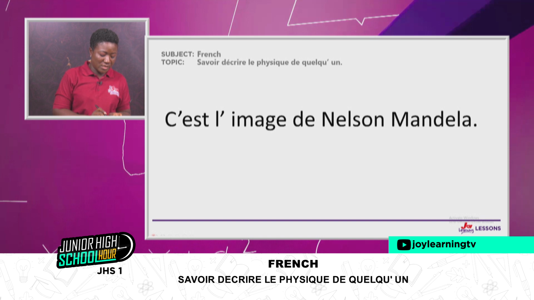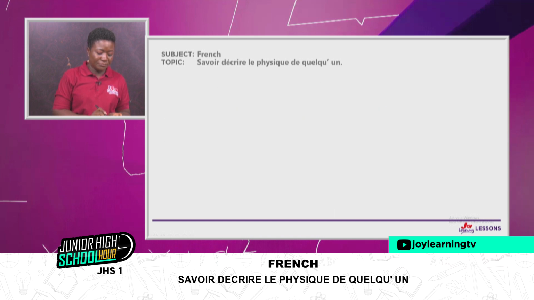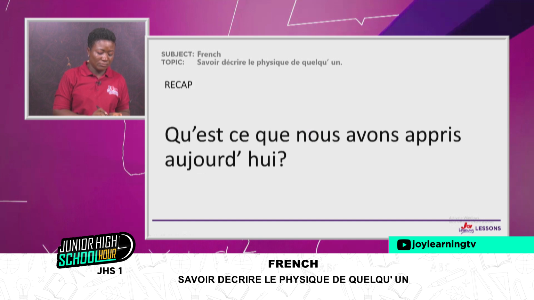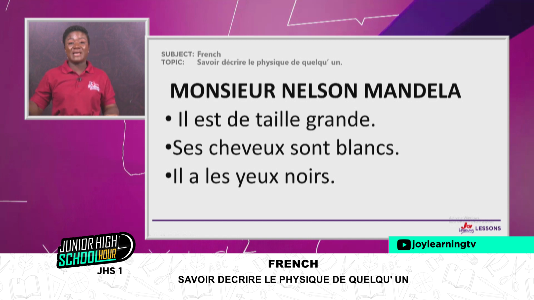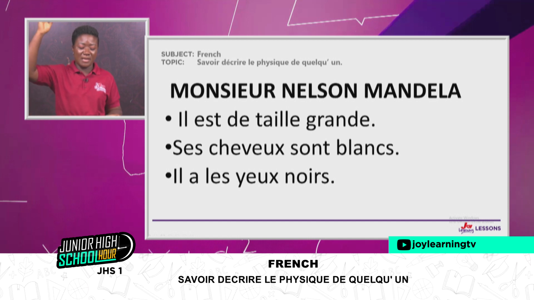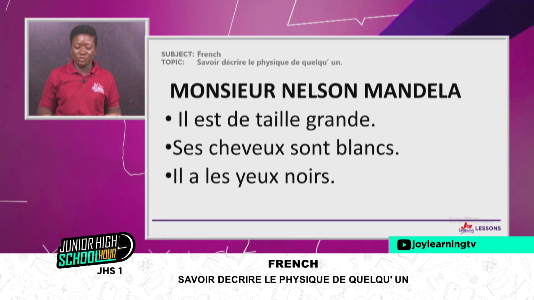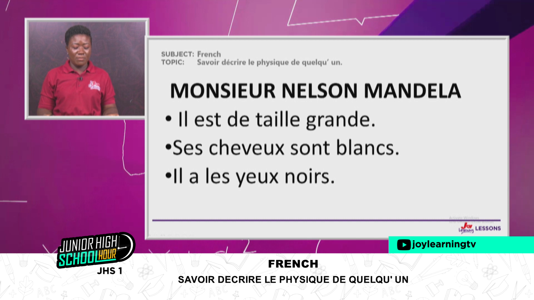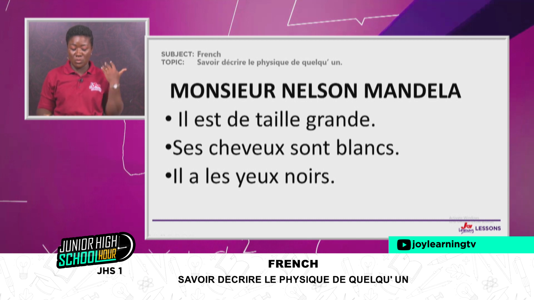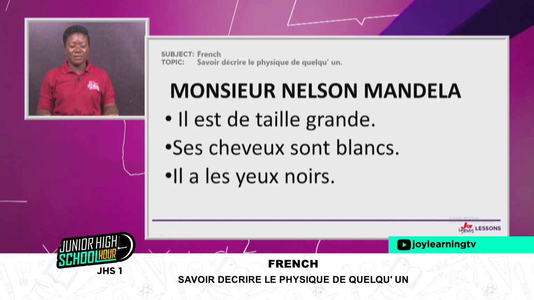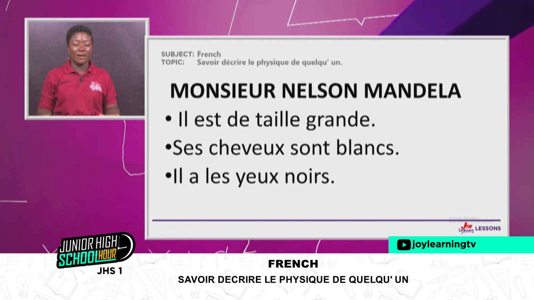Now let's look at what someone wrote about Nelson Mandela. So Nelson Mandela a de taille grande. Il a des cheveux blancs. Blanc et court. His hair is short, not long. Et il a les yeux noirs. Il a les yeux noirs. He has black eyes.